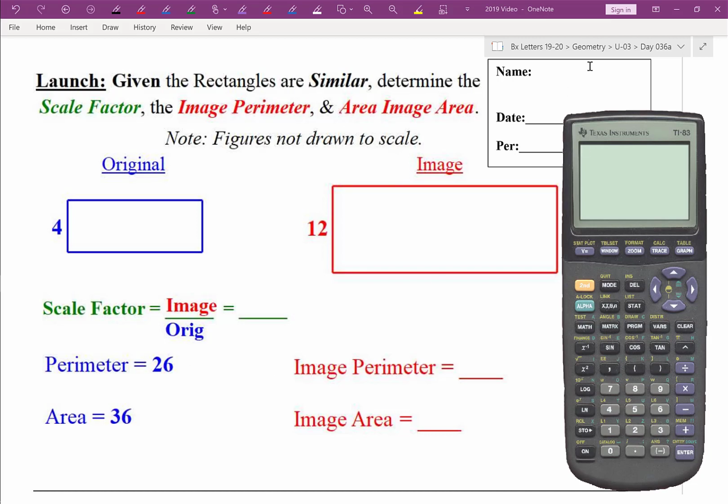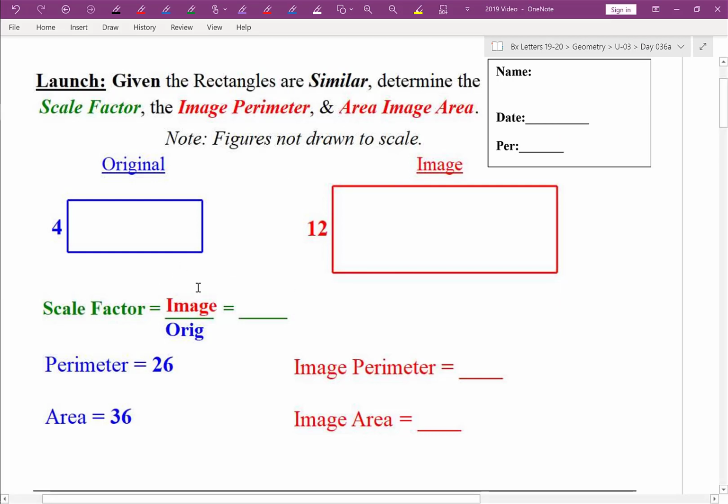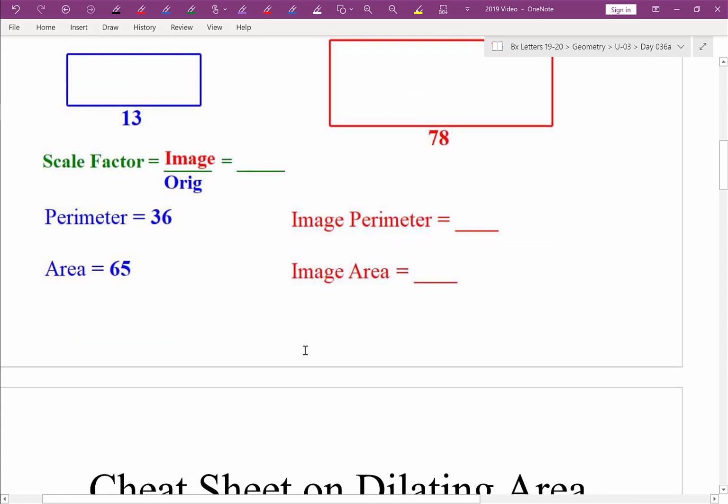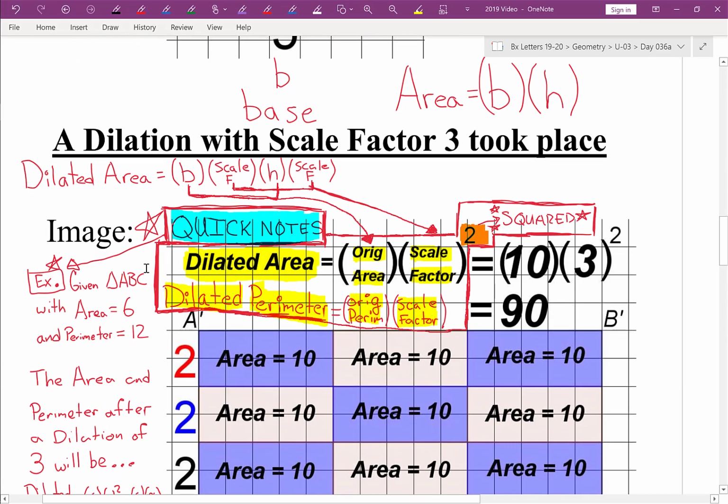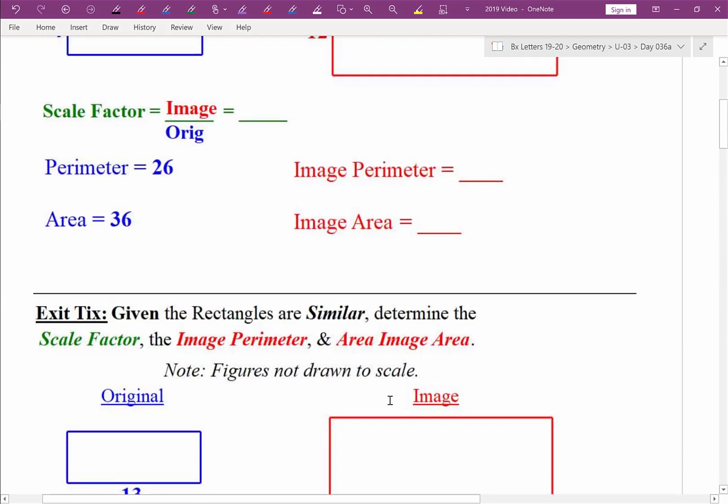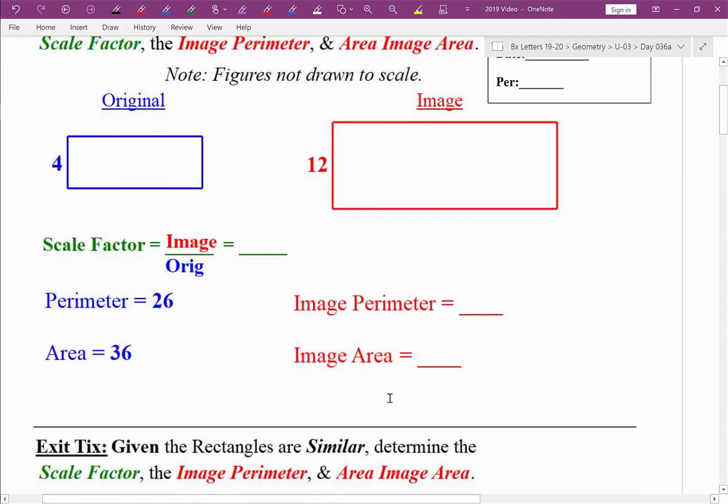Anyway, day 36A, a lot of review. So, we've got perimeter, area, and our similar shapes. If you need help on this one, use the quick notes on the back. I've kind of highlighted the area and the perimeter and how they work. Important takeaway is scale factor squared for dilated area. And dilated perimeter is just straight up multiplication. So we'll do this one, and then you can try out the exit ticket if you'd like.